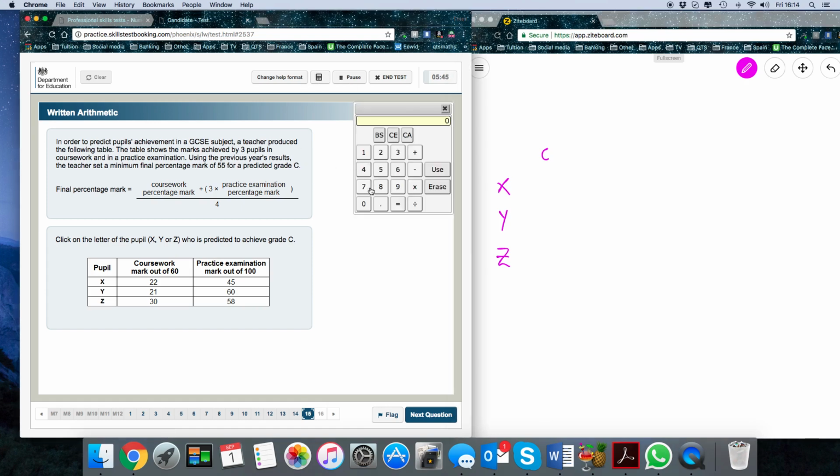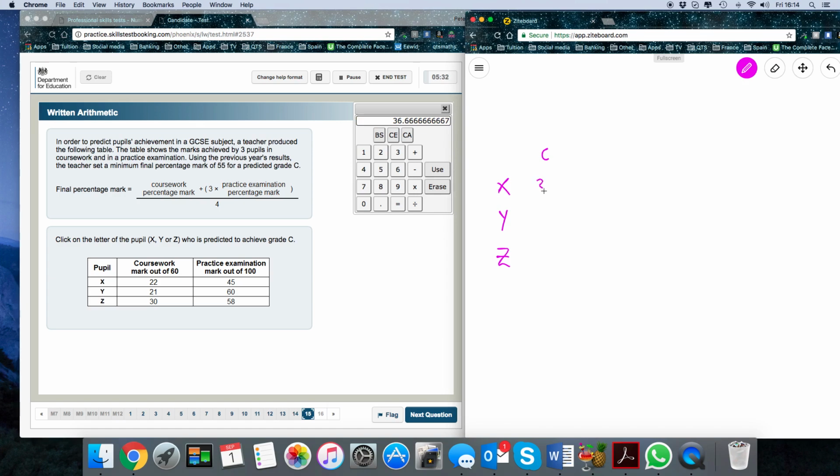So pupil X, they scored 22 out of 60. So that's a division, and we times by 100. Not a very nice number, that. That's a bit awkward.